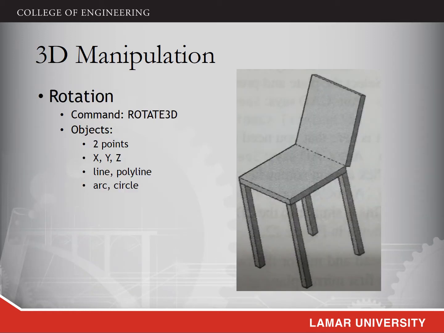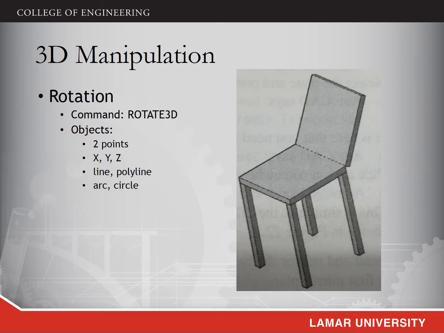The first 3D manipulation function we will learn is a rotation, and the command for us to rotate a 3D object is rotate 3D. Actually, in two-dimensional joinings, we already learned one command, rotate, to rotate two-dimensional objects, and this command can help us to rotate the object around a point. While in three-dimensional space, we cannot rotate a 3D object around a point. Instead, we need to rotate the object around an axis.